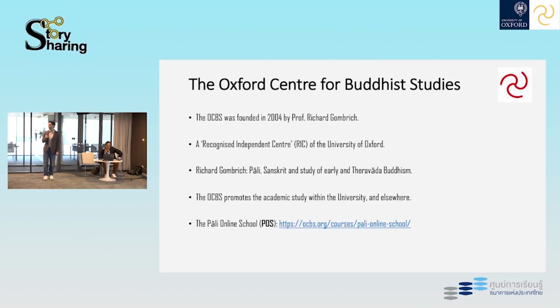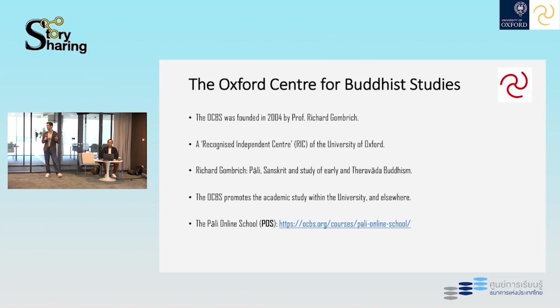The OCBS is a recognized independent center of the University of Oxford. It's not, strictly speaking, part of the university, so the university doesn't give it any money. So it has no money. And it is trying to develop ways of learning and teaching that are a little bit more innovative, because it's not really part of the university. So Richard Gombrich, his academic career, he's focused mainly on Theravada Buddhism and early Buddhism. It's from him that I really learned Pali.